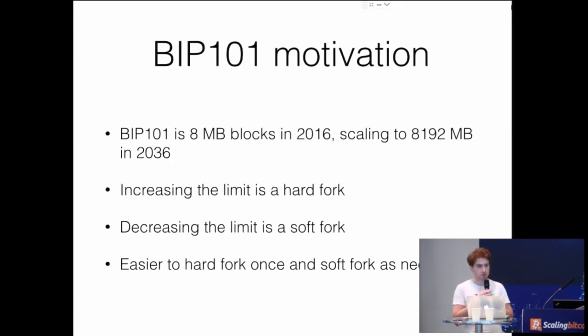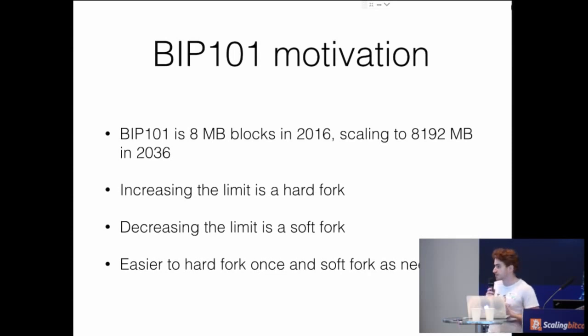proposal for how to scale Bitcoin is BIP 101. I like the predictability of it. I like the fact that it scales over 20 years. That's going to give us time to implement the software fixes that we're going to need in order to be able to really get Bitcoin to a large level.